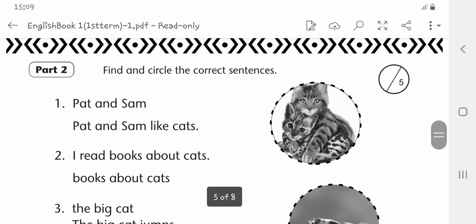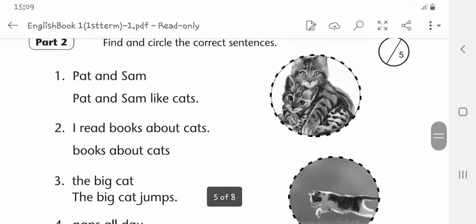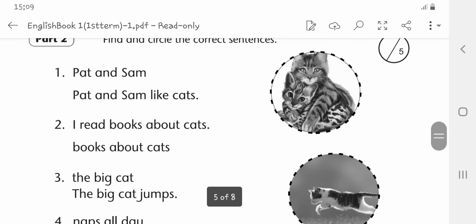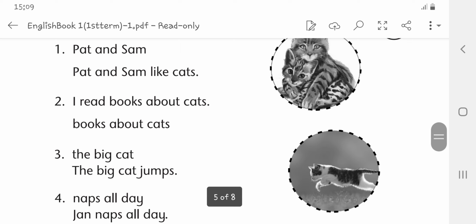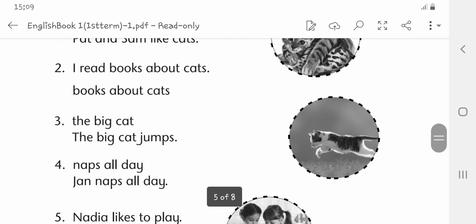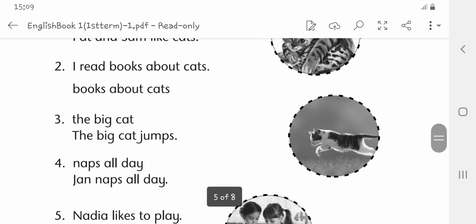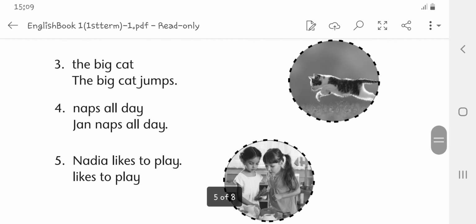Part 2 is find and circle the correct sentences. So the pictures are given, Pat and Sam. So of course this is not Pat and Sam. Pat and Sam like cats. So this is the correct sentence. So this is picture depiction. They look at the picture and then they tell about the right sentence and they just tick the right sentence.